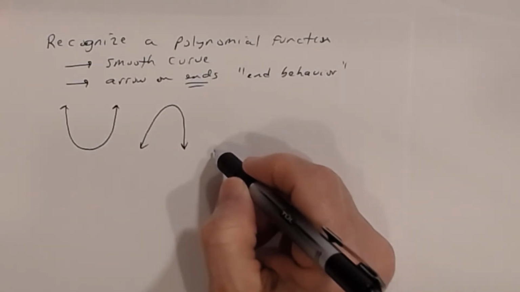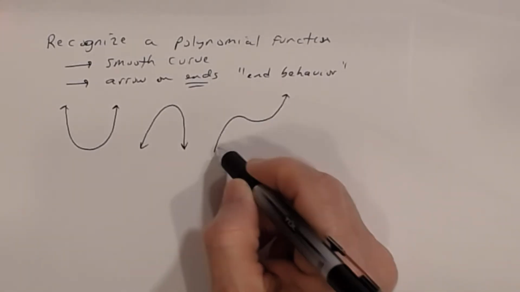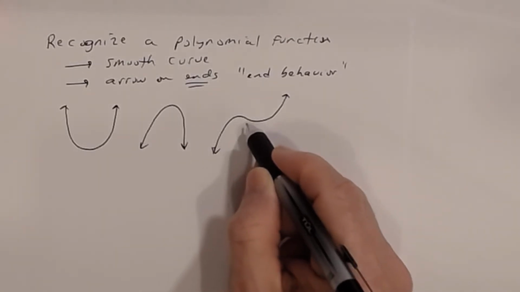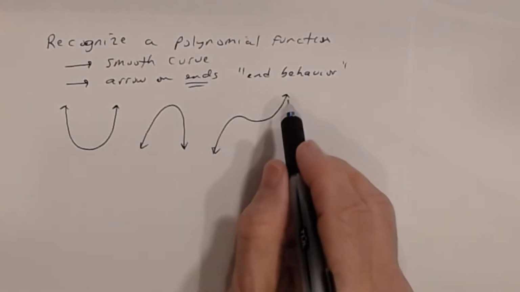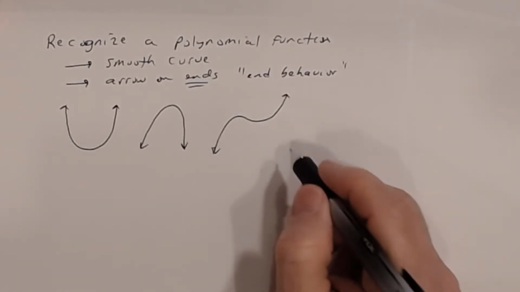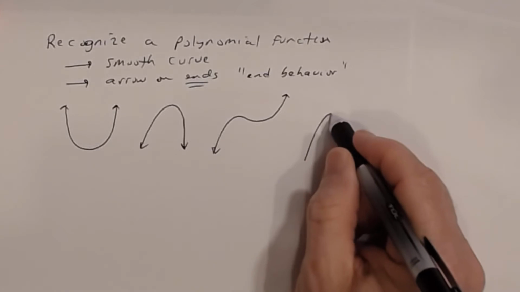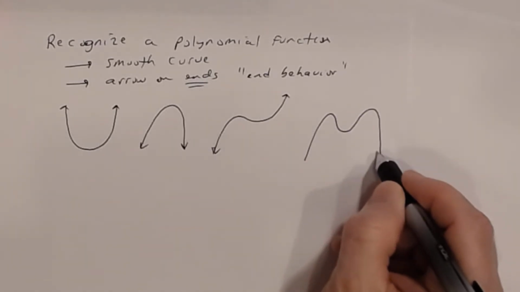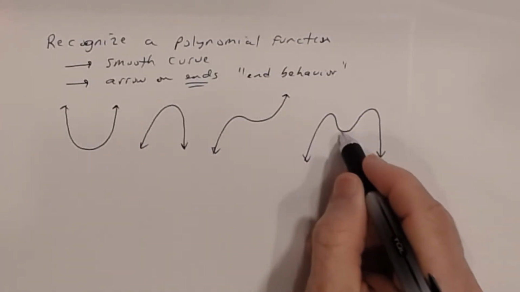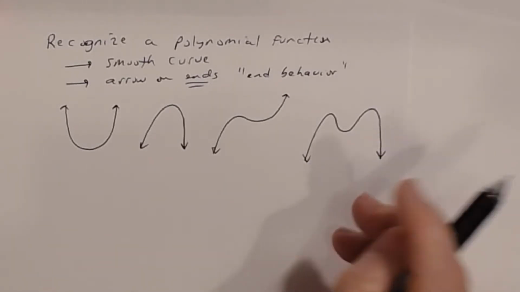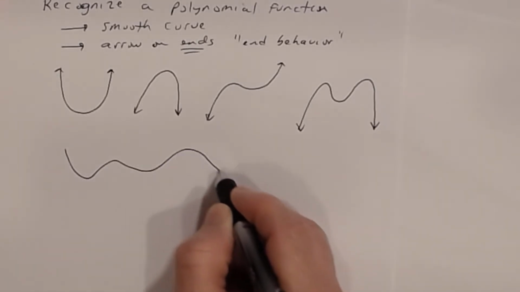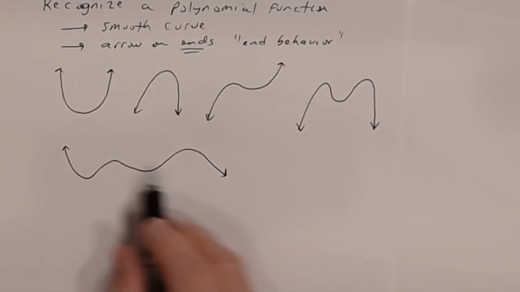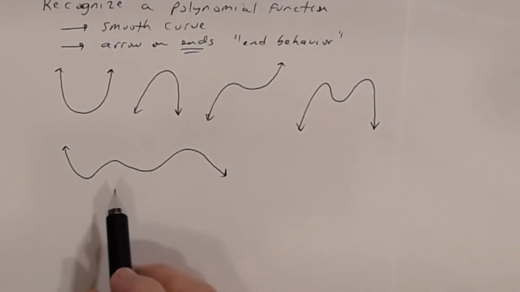You could have something that looks like this. Notice a smooth curve. That's a polynomial function. You have arrows on both ends. Now these arrows are pointing in opposite directions. You could have something like this. So you have a smooth curve, and you have arrows in opposite directions. All right, so things like that. You could see situations like these, and those are graphs of polynomial functions.